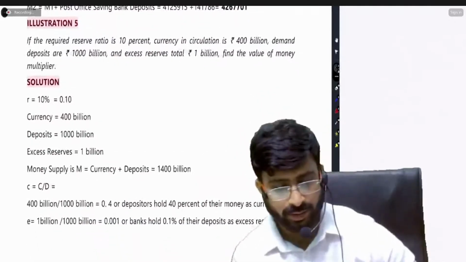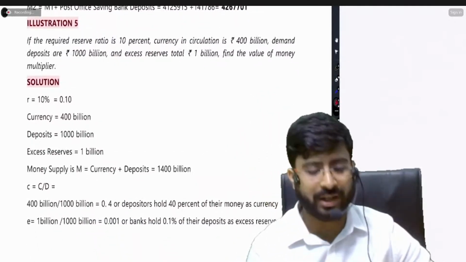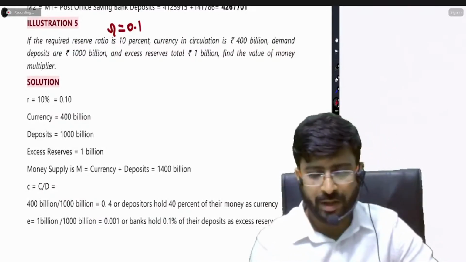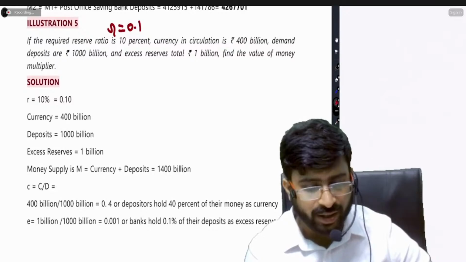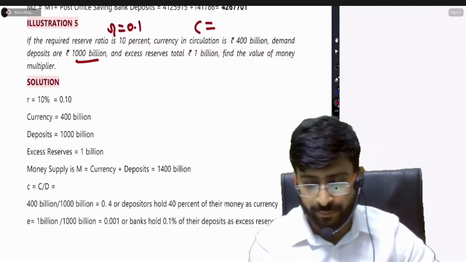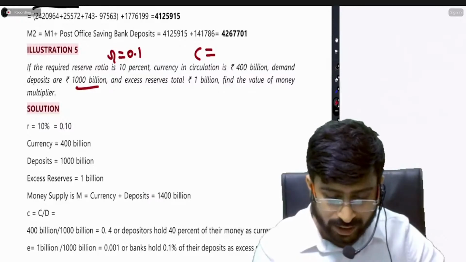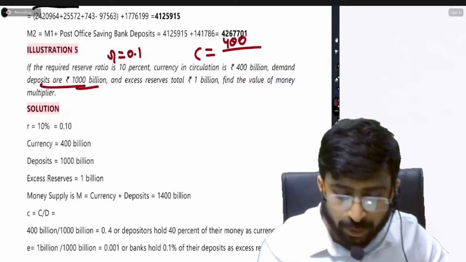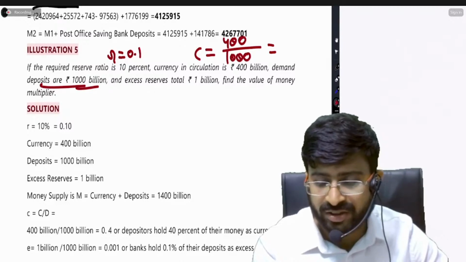Moving on. See, here there are multiple data. The required reserve ratio R is 0.1. Currency in circulation is 400 billion. Demand deposits are this. So first you have to find currency ratio. Currency is 400 billion, but total deposits are 1000 billion. So it's 0.4.